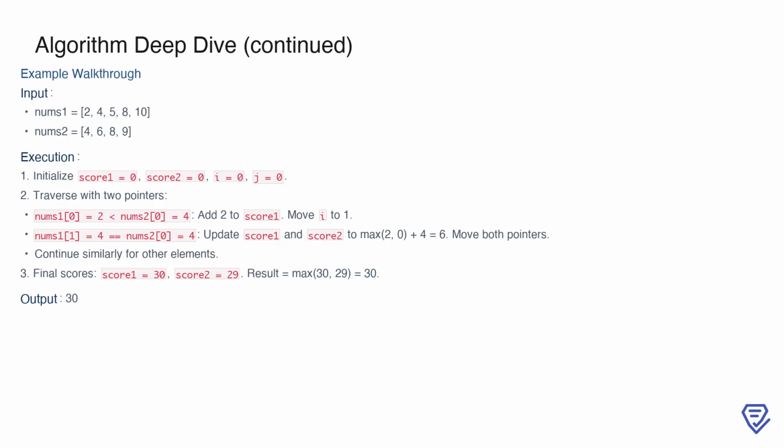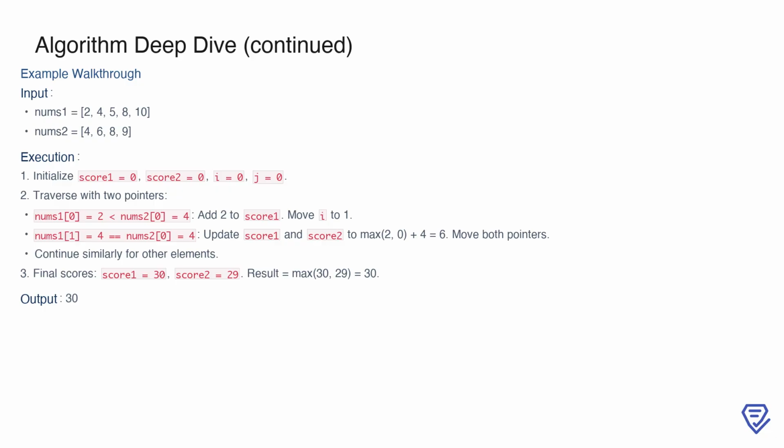Now, nums1[1] equals nums2[0], both being 4. This is an intersection, so we update both scores to the maximum of the two scores plus 4, resulting in a value of 6. Then, we move both pointers forward. Next, nums1[2] is 5, which is less than nums2[1], which is 6. We add 5 to score1 and move i forward. Then, nums1[3] equals nums2[2], both being 8. Again, this is an intersection, so we update the scores to the maximum of the two scores plus 8, resulting in 19. Both pointers move forward.